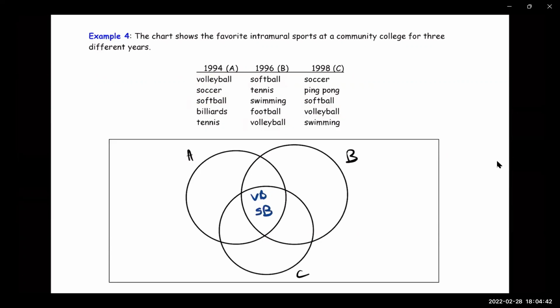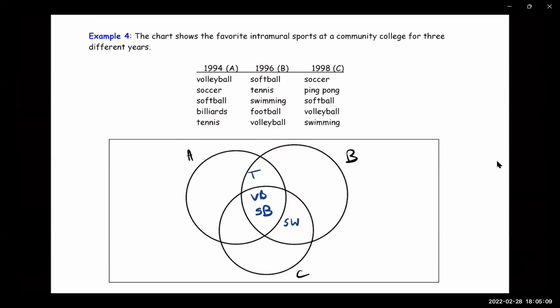All right, then we have to work our way out. Let's look at A and B. What's in common between A and B only? Tennis. Just tennis? Yes. All right, so I'll just put T for tennis. It's the only one with the T. All right, what about B and C in common? Swimming. Swimming, okay. That one I'll put SW.